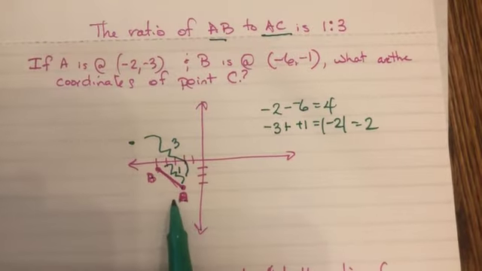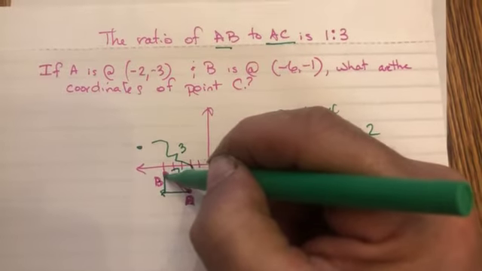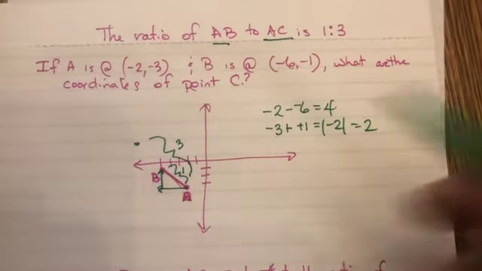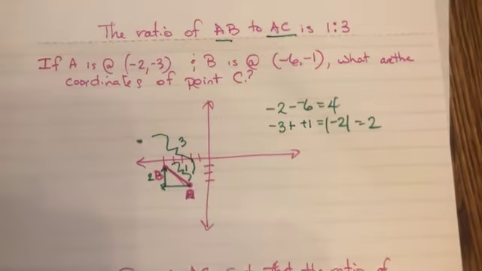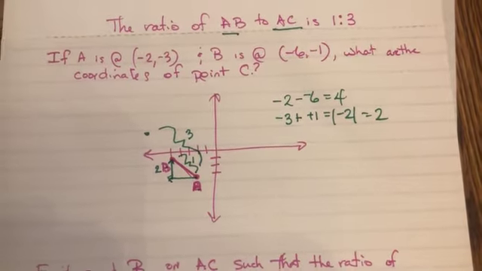So I'm going 4, 2, 2. Now that's a ratio of 1.